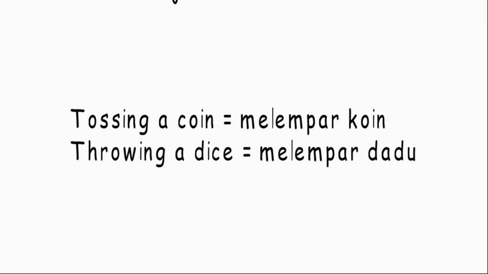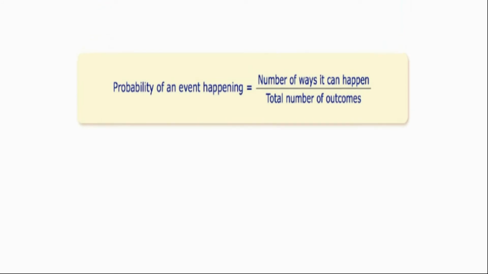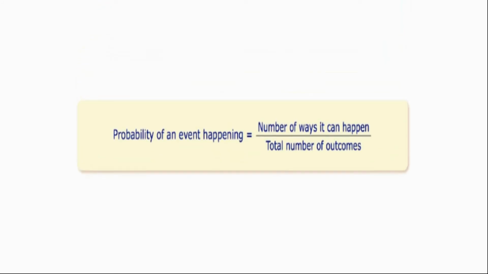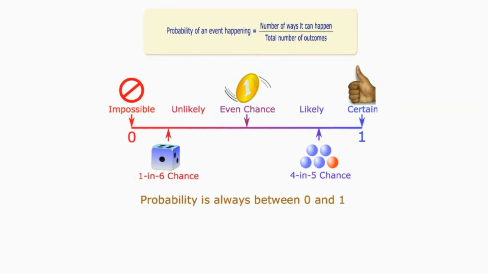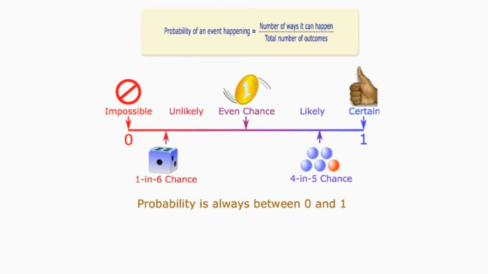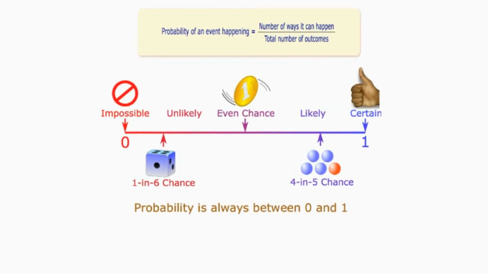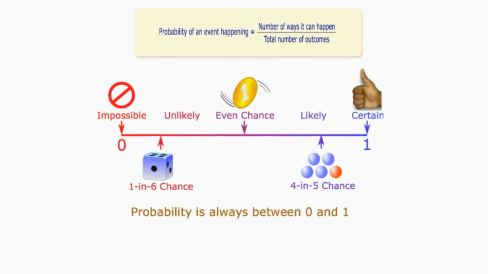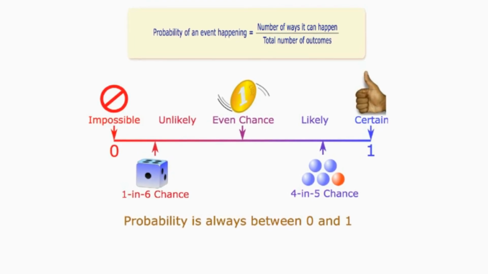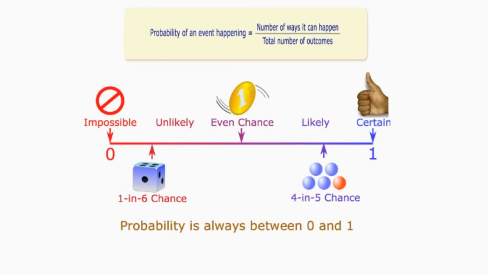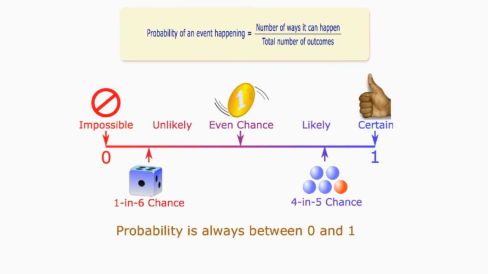The probability of an event happening is equal to the number of ways it can happen over total number of outcomes. You have to remember that the probability is always between 0 to 1. 0 means it is impossible to happen. 1 means it will certainly happen. The closer the probability to 1 means the bigger possibility of an event to happen.